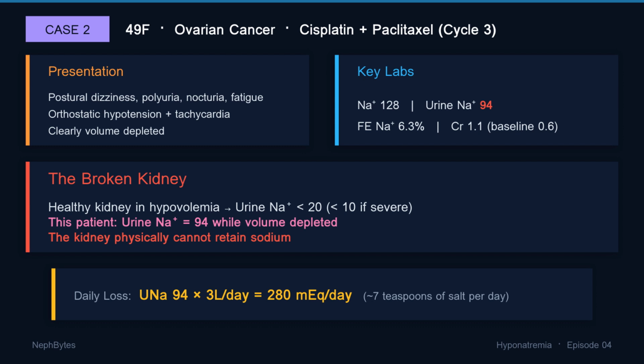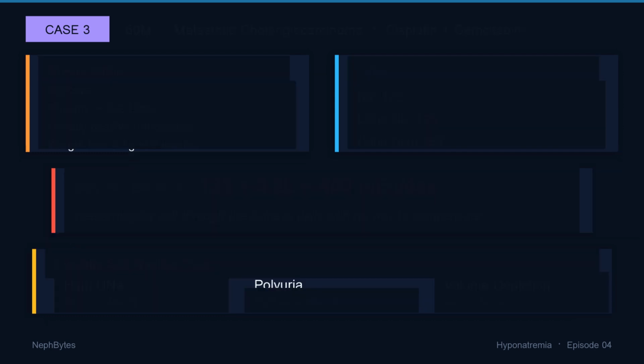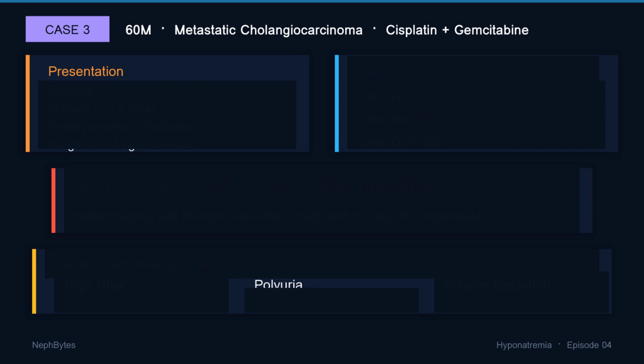The combination of those 3, high urine sodium, high urine volume, and volume depletion, should immediately make you think tubular salt wasting, not SIADH. Case 3. Same mechanism, different patient. A 60-year-old man with metastatic cholangiocarcinoma on cisplatin and gemcitabine. Syncope, polyuria, 3.2 liters per day. Grossly positive orthostatics. 4 kilograms of weight loss in 2 weeks. Sodium 127. Urine sodium 125.